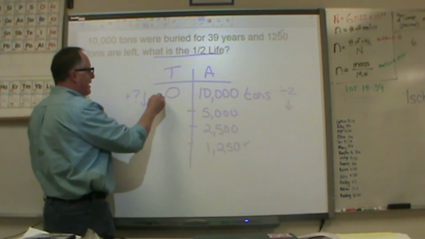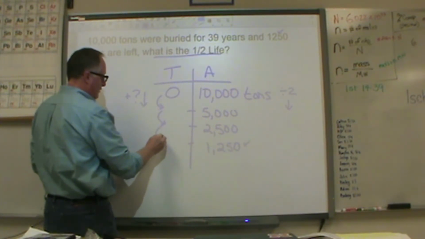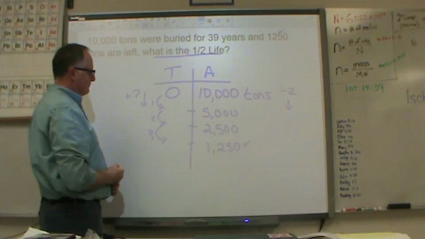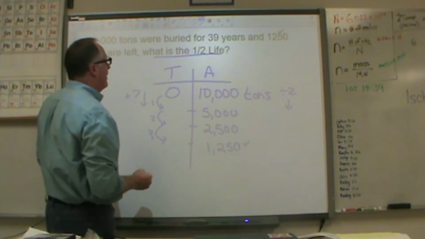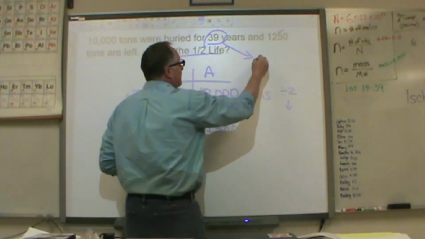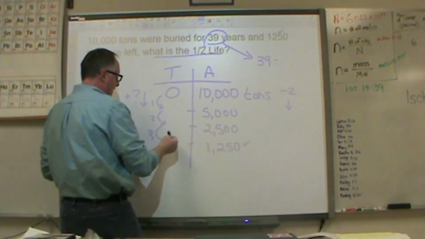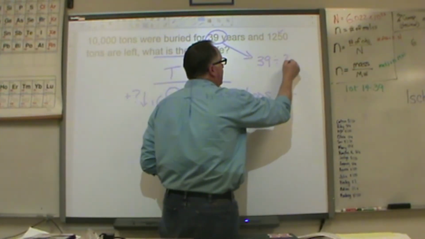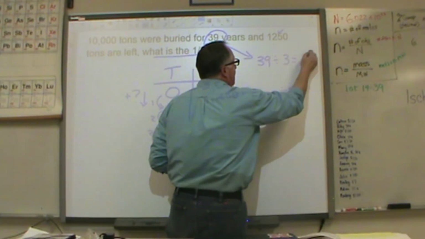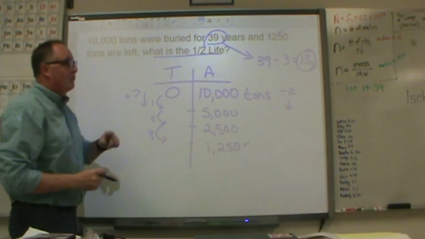So I have to go down 1, 2, 3 half-lives. So I'm going to take the total time. It was buried for 39 years, divided by how many steps I have to go down, divided by 3 equals 13. So that should be my answer right there. The half-life is 13 years, but I'm going to check it.